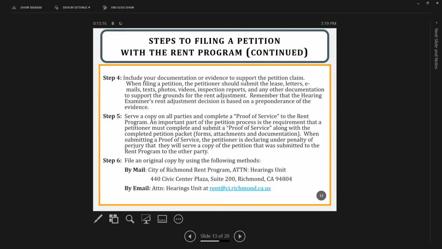If additional documentation or support needs to be included in the petition after the original submittal, an additional proof of service is required to be submitted. File the original petition via mail or email.